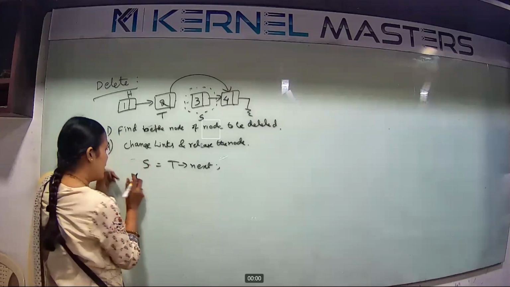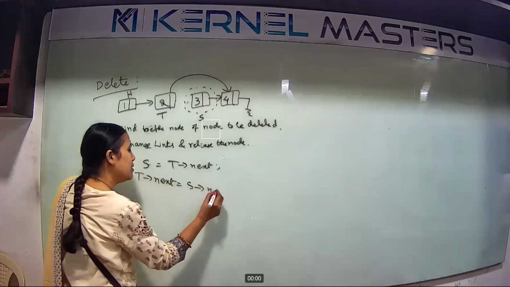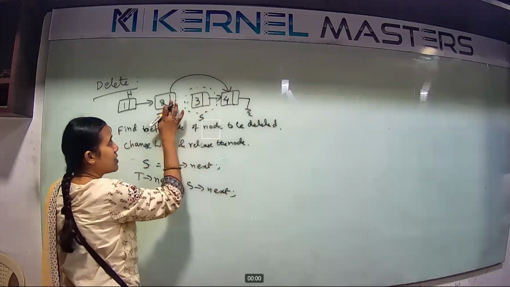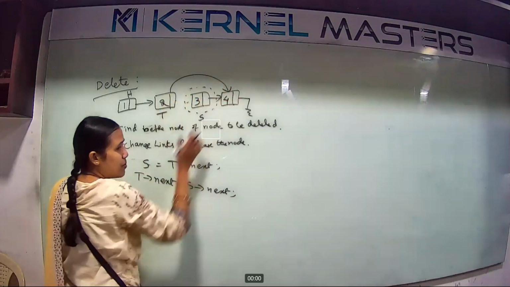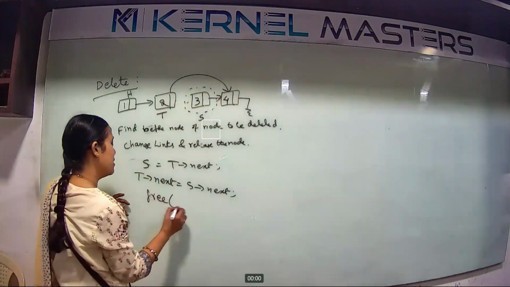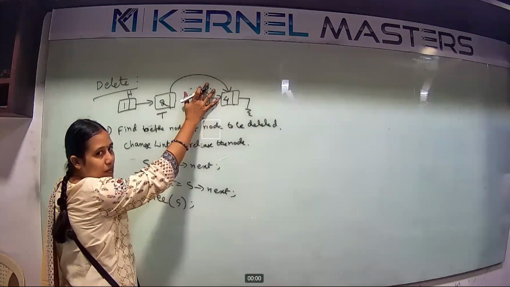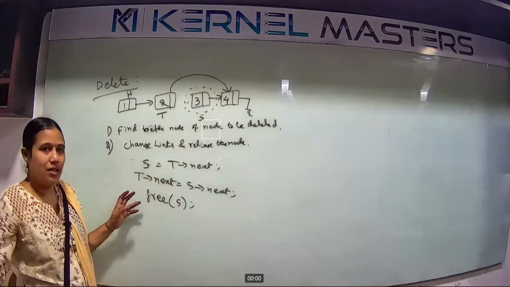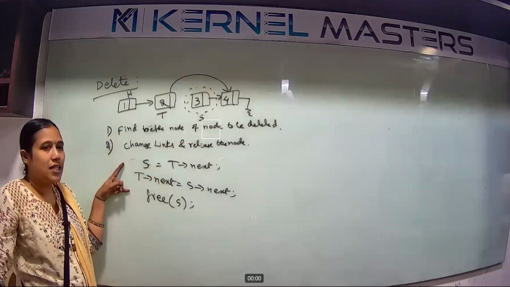Then T next is equal to S next. I am copying the S next value into T next so that T next is also pointing to the same node that S next is pointing to. Now release. Now this entire node is deleted from memory, released by the free function. This is all dynamically allocated, so you have to release them by calling free. So these three are the deletion steps.